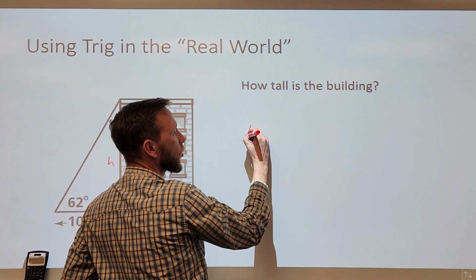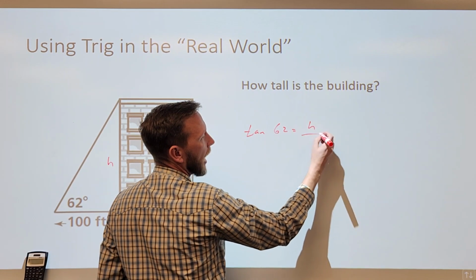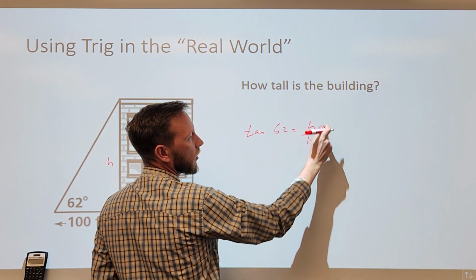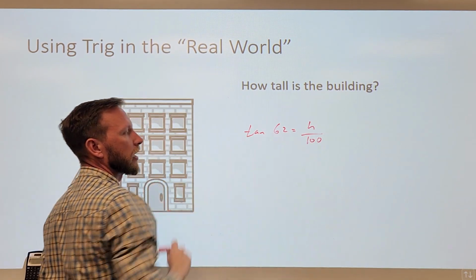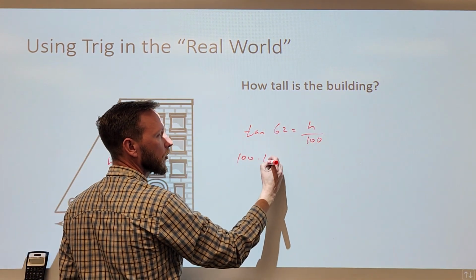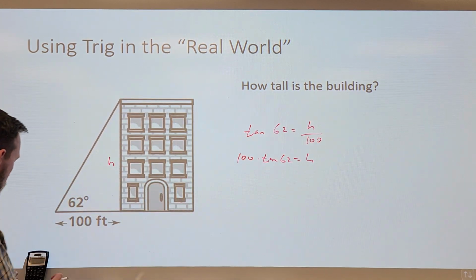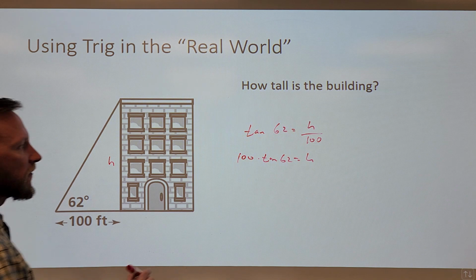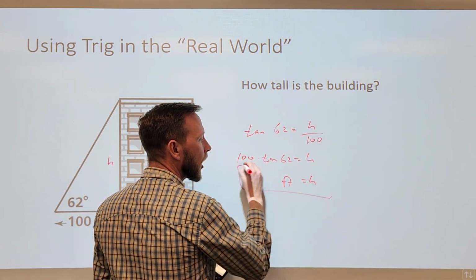And so we would create an equation saying, the tangent of 62 degrees is going to be, again, opposite over adjacent. And so we have the height in feet divided by 100 feet, taking the tangent of 62 degrees. When we cross multiply to solve, we'll have 100 times the tangent of 62 is equal to our height. And when we do that computation, which again you can do with your own calculators, we're going to find that the answer is some number of feet will be the height of the building.